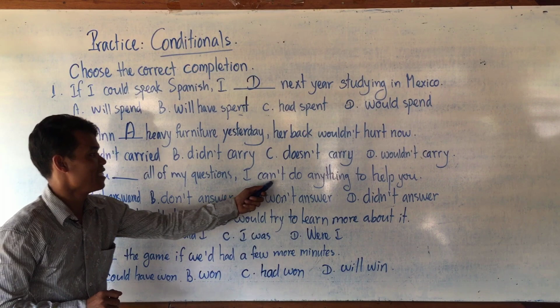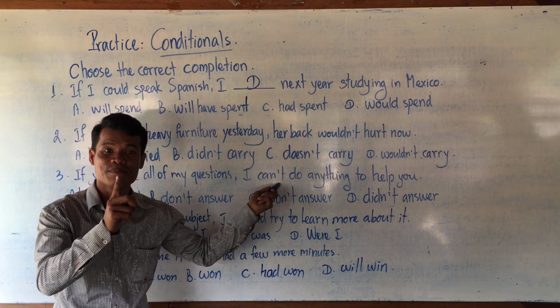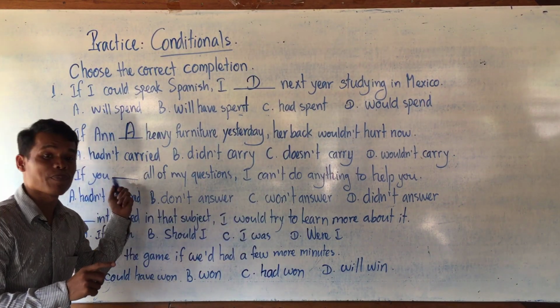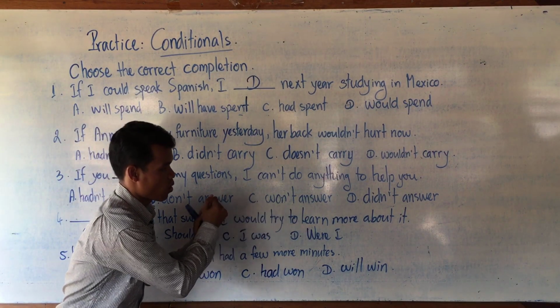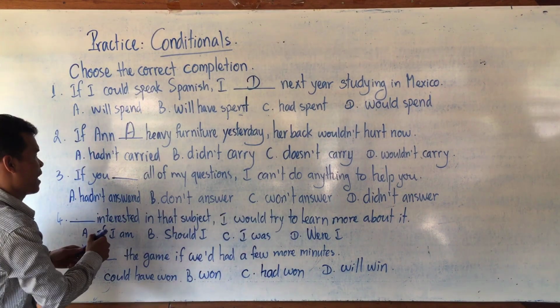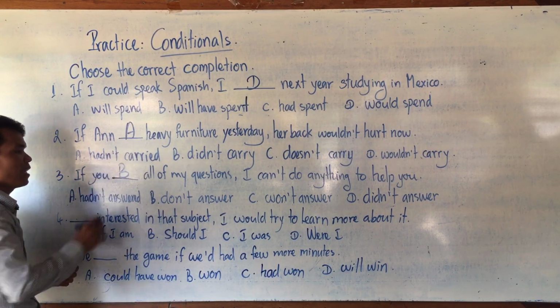So this one has can in the main clause, then we can use a verb in the present. A is wrong, C no, won't, D pass. So the answer is letter B.